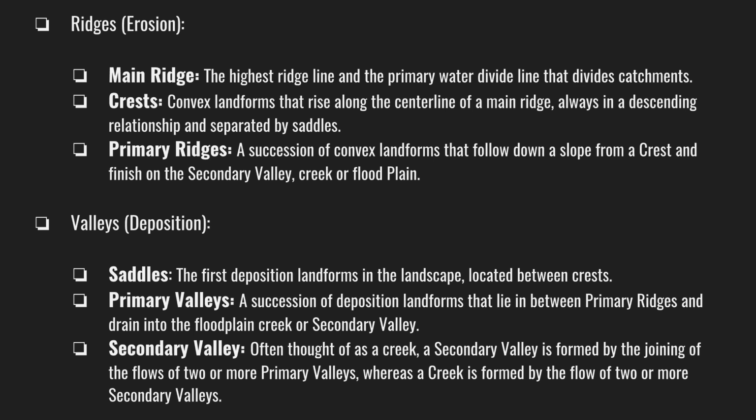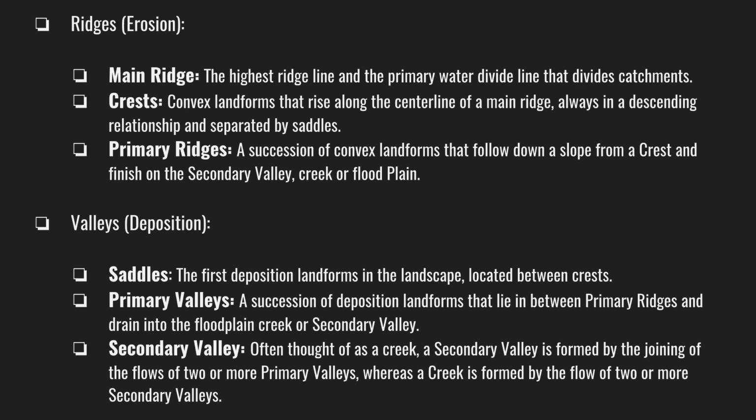Then there are primary valleys, which, if you have saddles, they always follow off of a saddle down the slope. If not, then they always follow again off of a main ridge, and they're found in between two primary ridges. The primary valleys usually drain. They can drain into a secondary valley, or they can drain into a creek. And I will talk about that in just a bit.